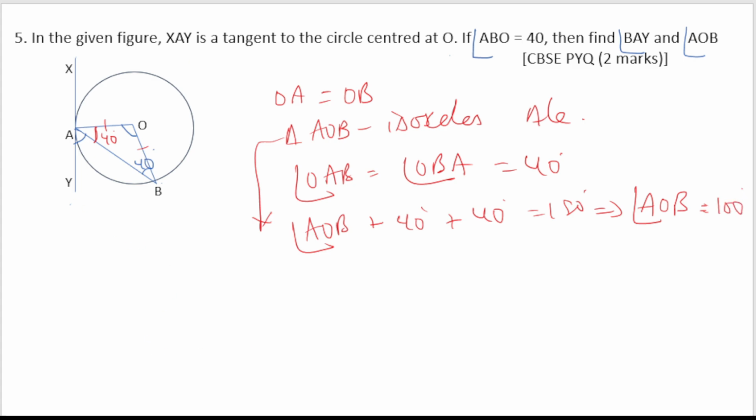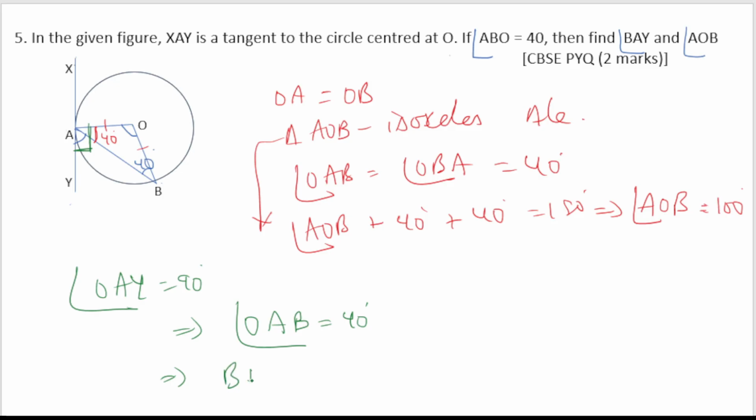Now, OA is radius and XAY is tangent. So angle OAY, this is 90 degrees. Radius is perpendicular to tangent, right? So if angle OAB is 40 degrees, okay, then angle BAY is equal to angle OAY minus angle OAB. Okay, it is 90 degrees minus 40 degrees.